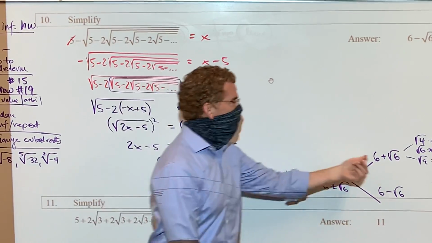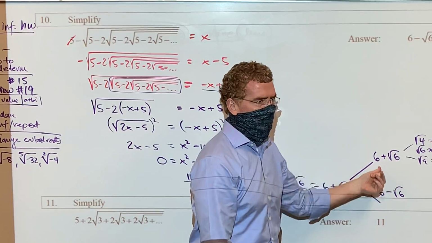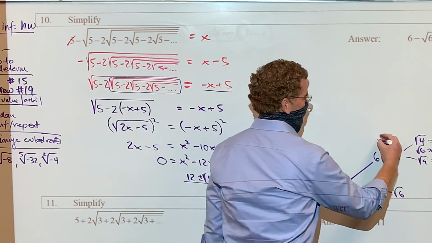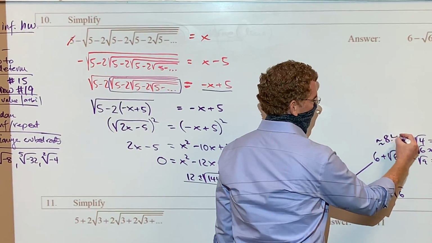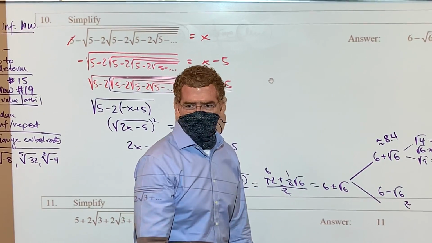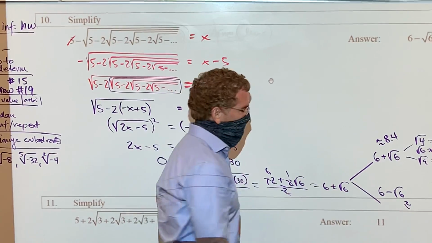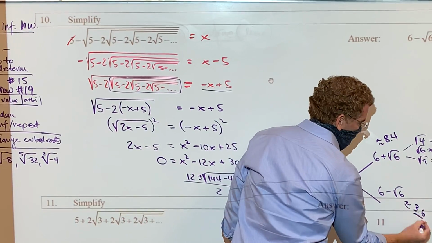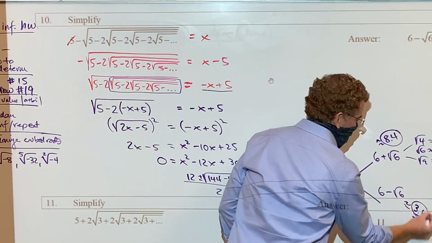So if it's about 2.4, what would this be approximately? About 8.4. And this would be about what? If root 6 is about 2.4, about 3.6. So the question is, is it that or is it that?